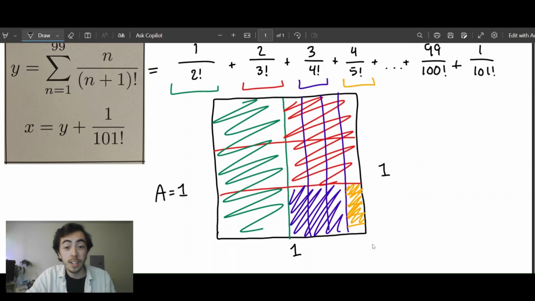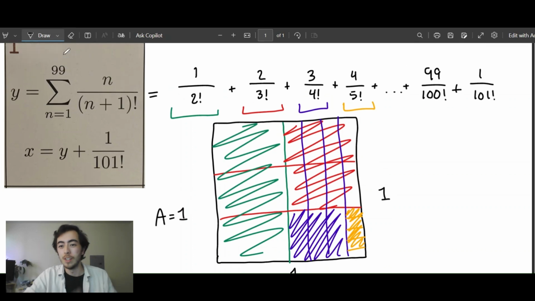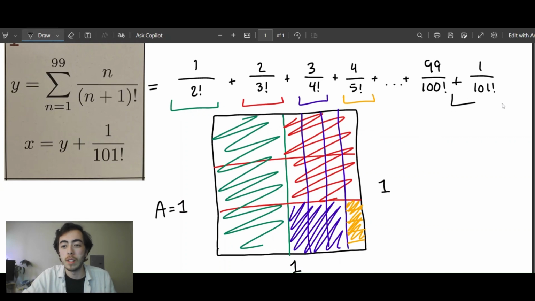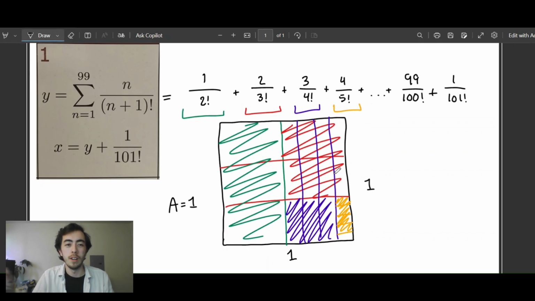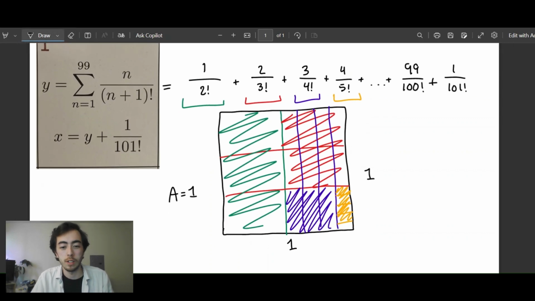But if I do it finitely, like I'm only doing this process 99 times, I'm not actually shading in the whole box. I'm shading almost the whole box. And so I'm hoping that this amount right here is just the right amount to fill in the rest of the box. And so this is kind of my idea. I want to show this somehow with algebra to back up this geometric claim.